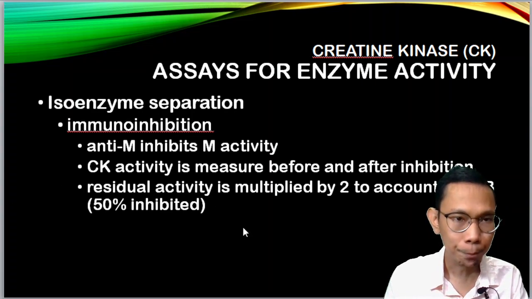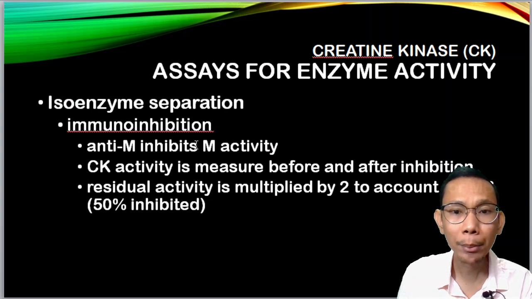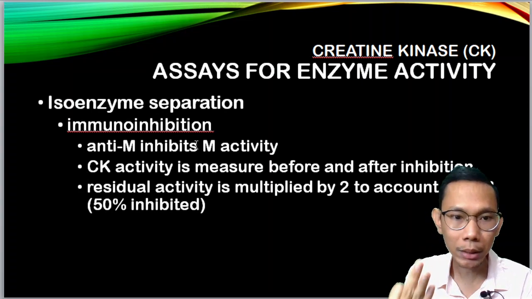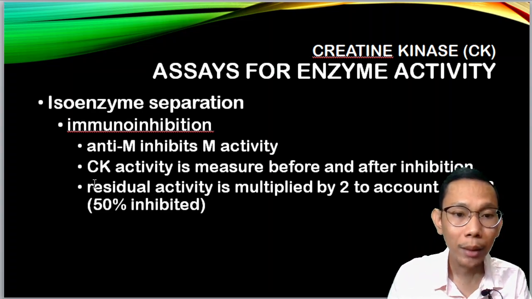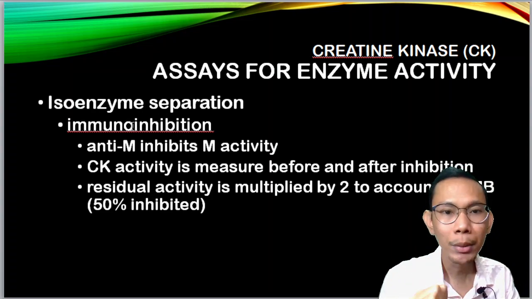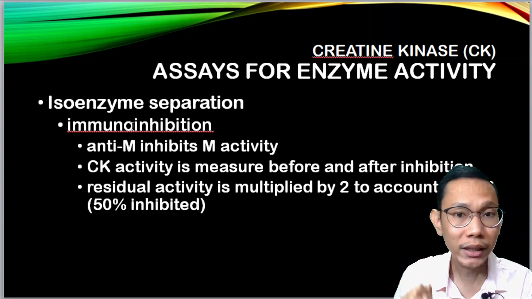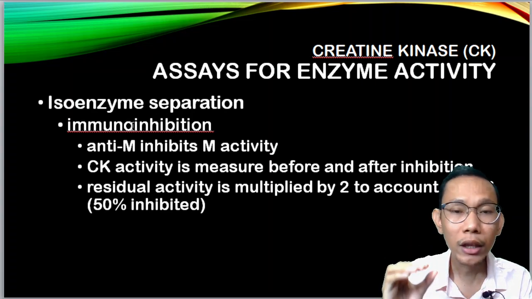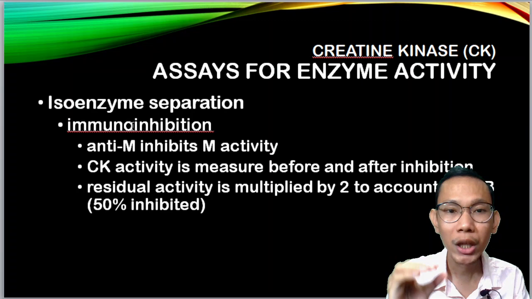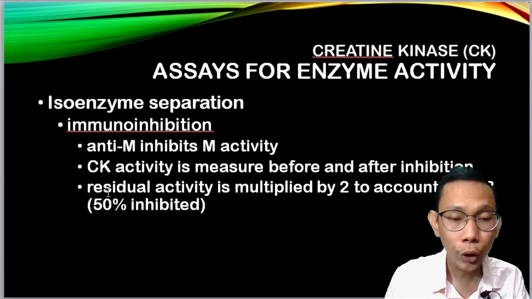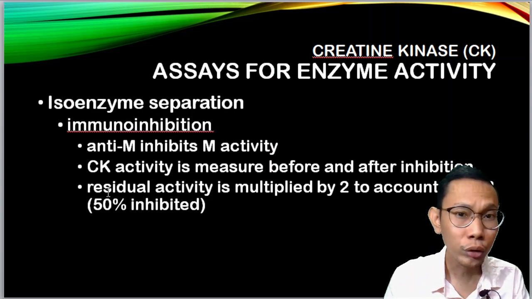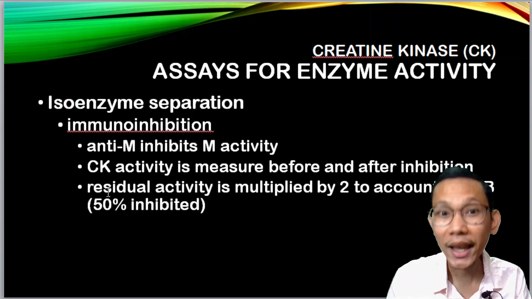So this is how it goes, guys. You have an anti-M. Remember the isoenzymes: we have MM, MB, and BB. In short, you inhibit with anti-M, so what is now being detected is your BB. Since BB is negligible or very low, the residual activity after inhibition is equivalent to the level of your CKMB, and you multiply that by 2. So in short, you are able to detect the level of your CKMB.